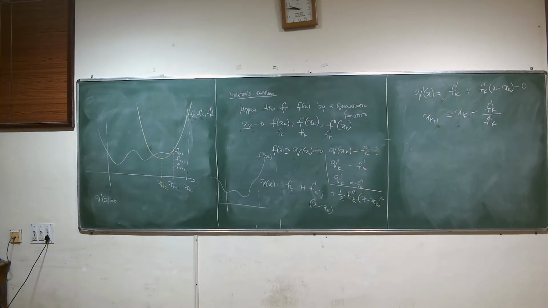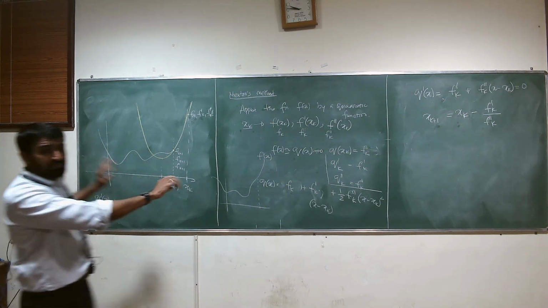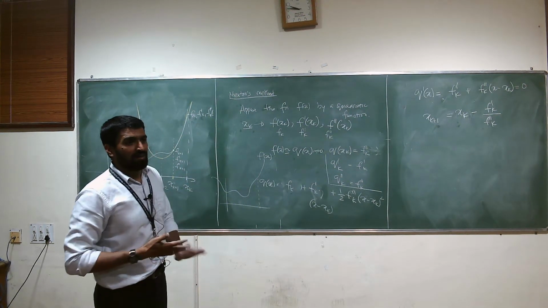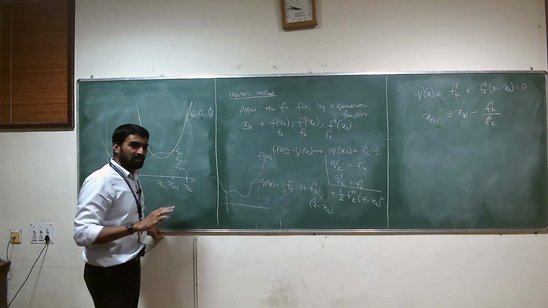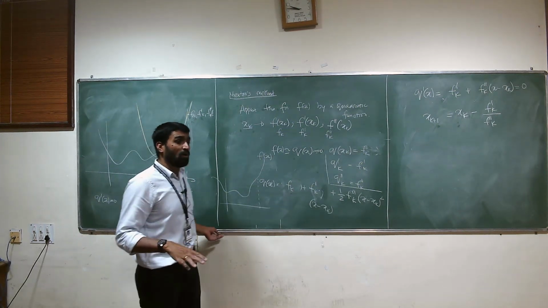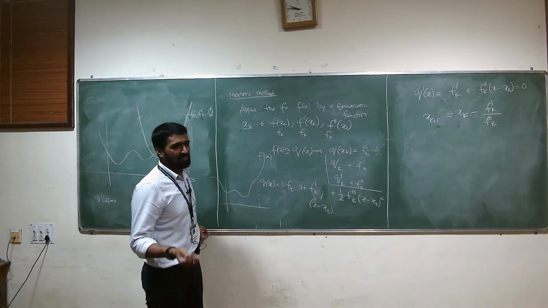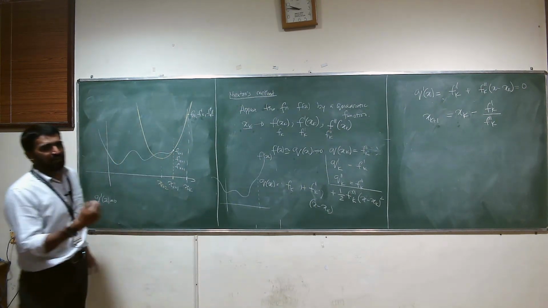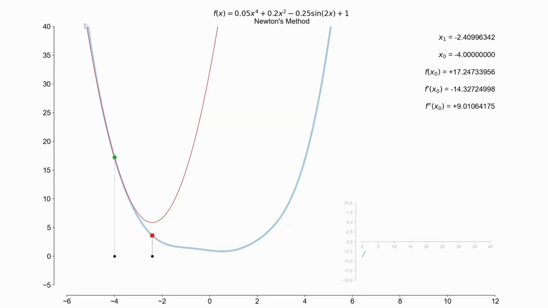I'll just show you a couple of examples, one where it works well and one where Newton's method fails terribly. Yes, here, all iterative methods will only give you a local minimum. There is no guarantee that you will get a global minimum. You will get a global minimum only if you're dealing with what are called convex functions that have only one minimum.